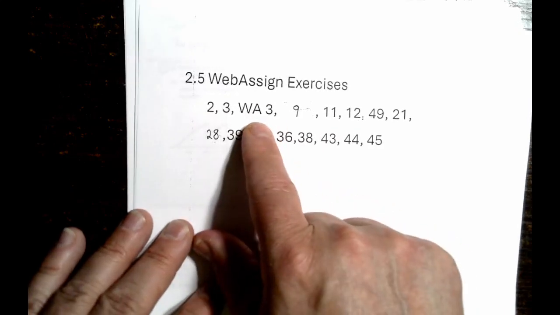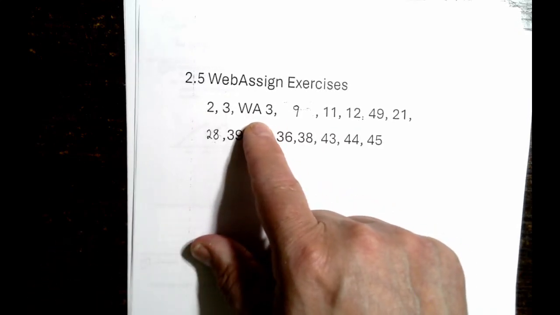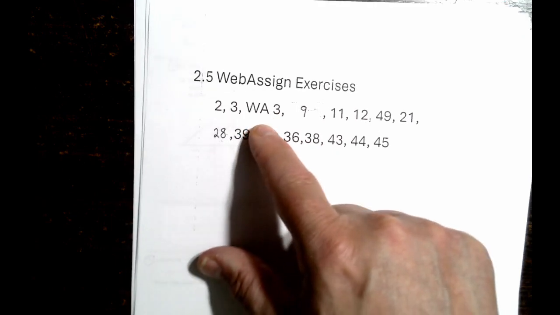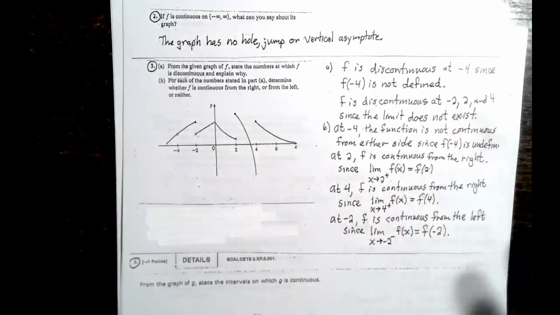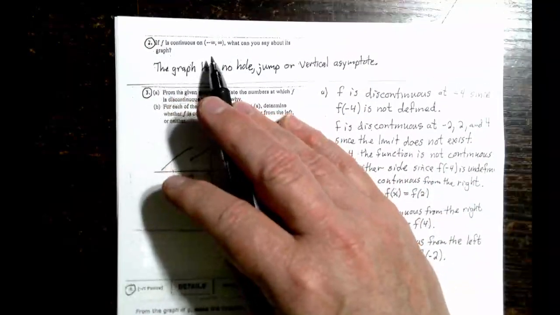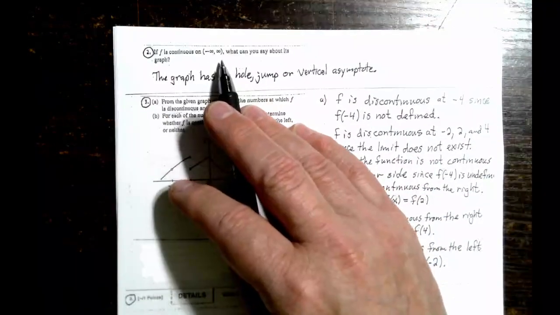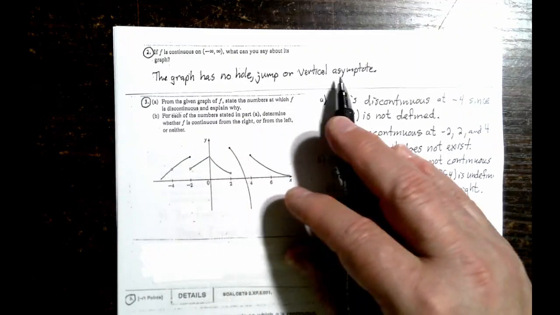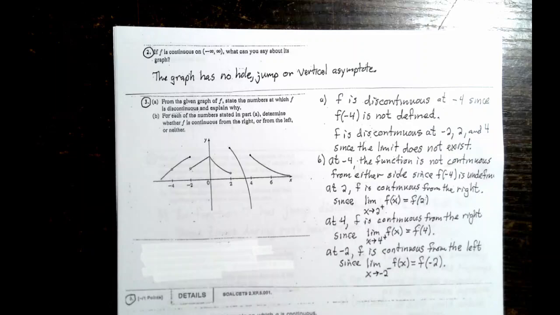There was one that was not included in the book, so I just took the actual question 3 on WebAssign and included it in the list of similar questions for WebAssign. Alright, so let's look at these. First one says, if f is continuous on all real numbers, what can you say about its graph? Well, it has no holes, it has no jumps, it has no vertical asymptote.